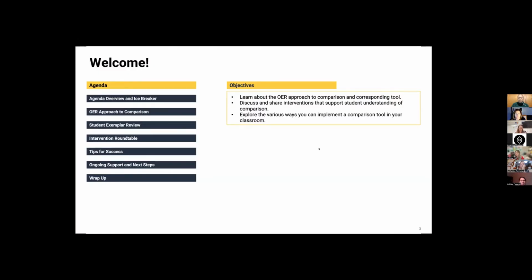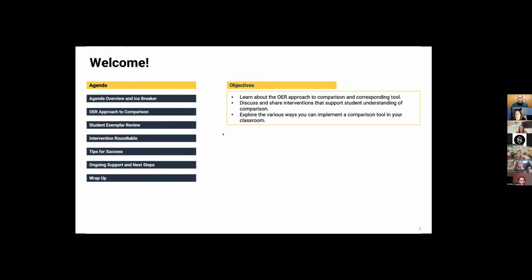All right, so just quickly, our agenda for this evening. I'm going to go over everything. Our icebreaker, you've mentioned in the chat where you're coming from and what you teach. So welcome to all of you. We are going to talk about OER's approach to comparison, where this came from and how we've established these different tools. We will also share some student examples and allow you to review those in smaller breakout rooms. We've got some middle school examples as well as high school examples for you to take a look at.